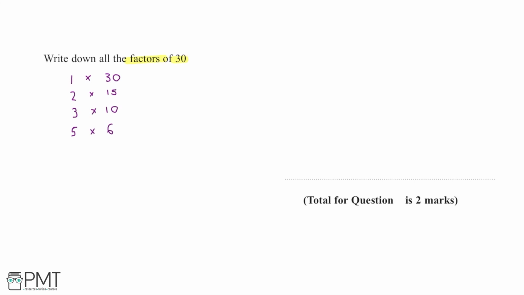If I were to carry on here, I would then get 6 multiplied by 5. However, we've already got 5 multiplied by 6, so we already have the factors of 5 and 6, so I don't need to carry on, and I know that I've got all of the factor pairs. So to list out the factors, I can simply write these numbers down that I have obtained from writing out the factor pairs. And that will gain me both of the marks for this question.